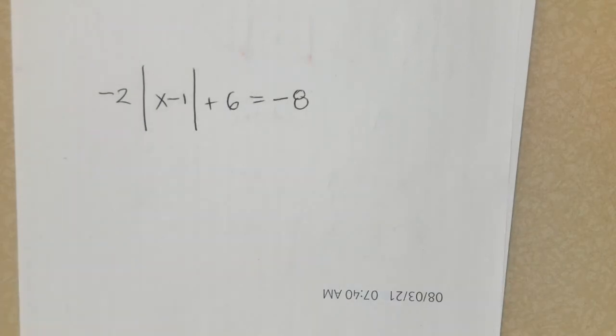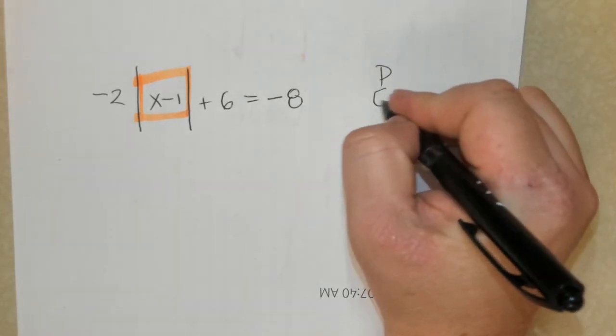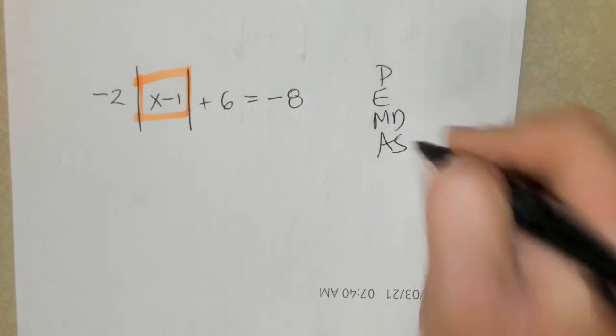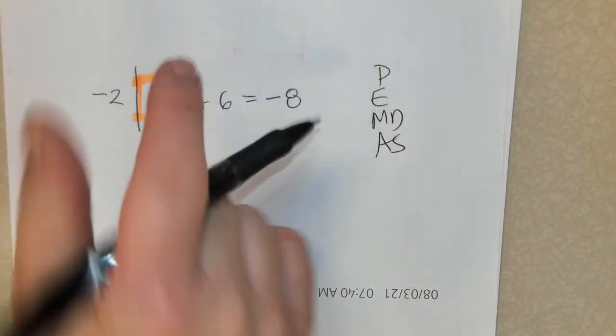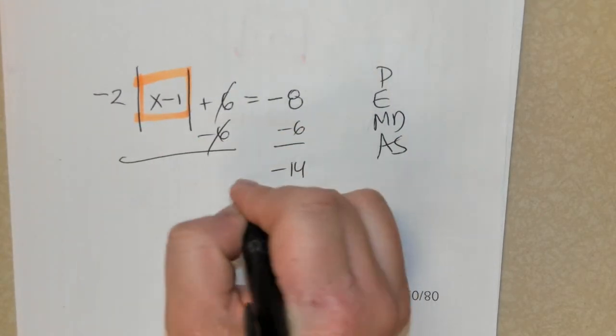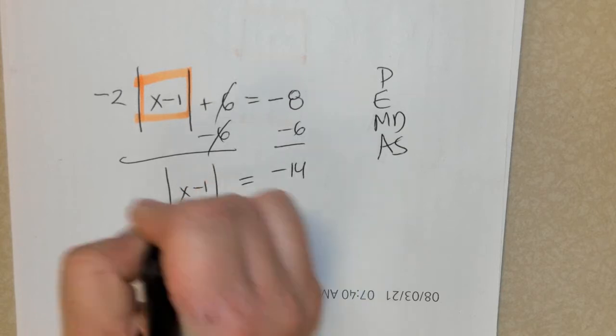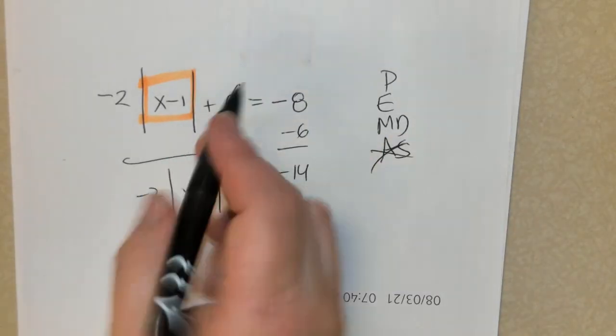So what do I do here? My goal is, again, to try to get this all by itself. To do that, I want to do PEMDAS backwards. Please excuse my dear Aunt Sally. I'm going to start by asking, is there adding or subtracting on this side that's outside of the box? Yes, there is. Okay, got that done. Is there multiplying or dividing that's outside of the box? Yes, there is.